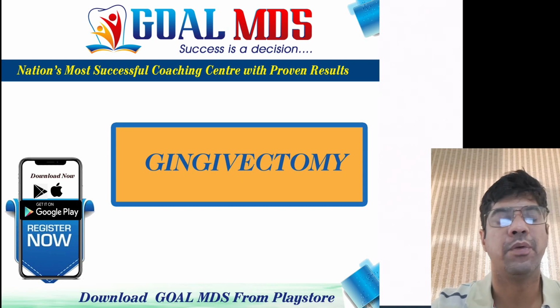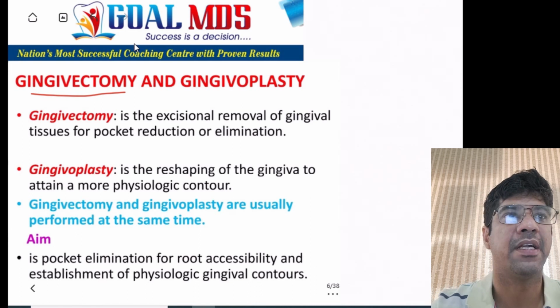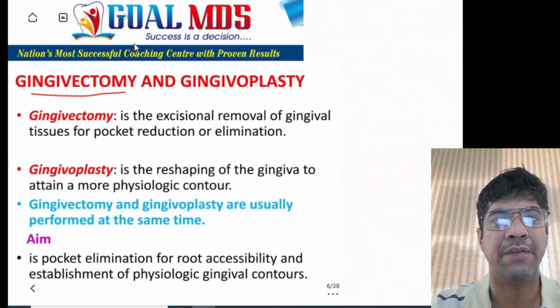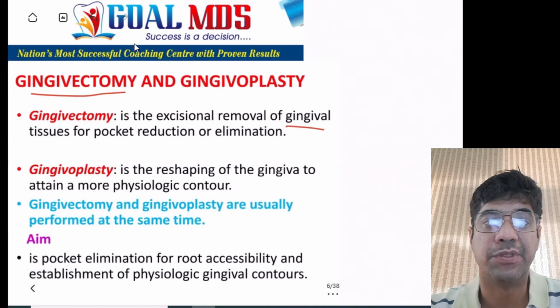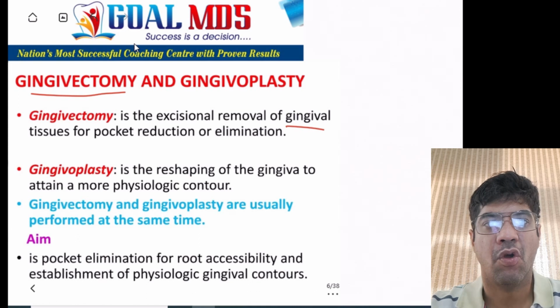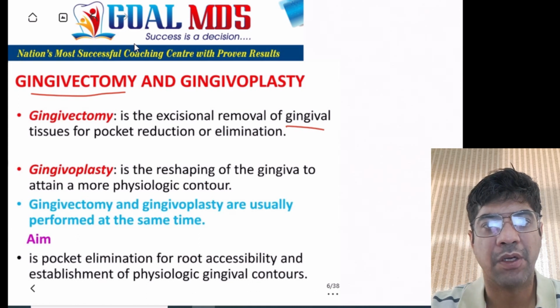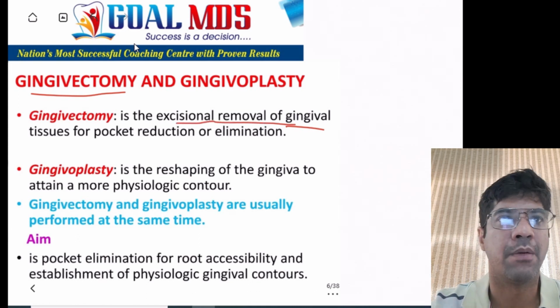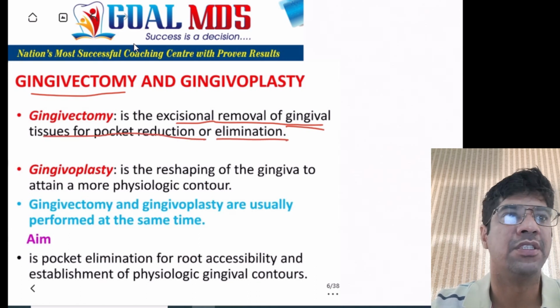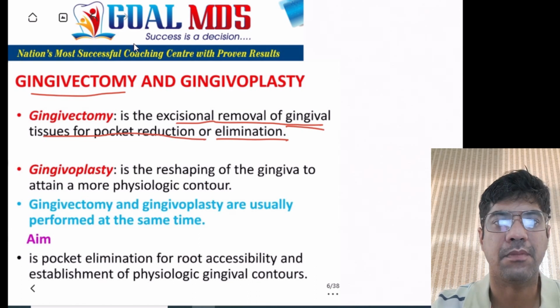So hello guys, our today's topic is gingivectomy. So what is a gingivectomy? Gingivectomy is a surgical procedure that involves the removal of the gum tissues, that is the gingiva, often to treat periodontal disease or improve the appearance of the gum. By definition, it is the excisional removal of the gingival tissue for pocket reduction or elimination.